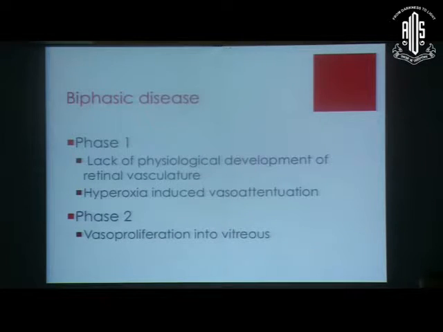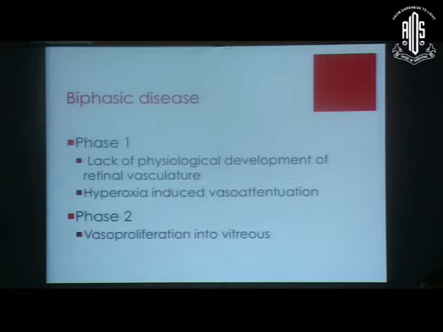Then you give hyperoxia or hyperoxic fluctuations, because studies have shown that hyperoxic fluctuations are more dangerous than persistent hyperoxia. Hyperoxic fluctuations induce vasoobliteration, meaning the already formed vessels tend to collapse or get damaged, the endothelium gets damaged by the hyperoxia. Both of them lead to a large amount of retina which is avascular and ischemic.